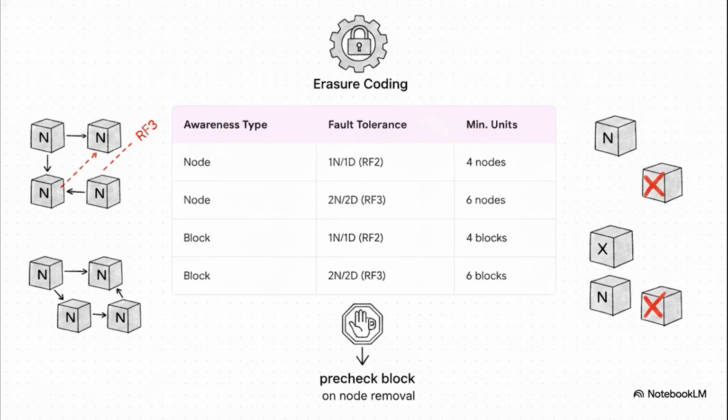Now here's where it gets really interesting. The math changes entirely the moment you introduce erasure coding into your cluster. If erasure coding is enabled on a storage container, your baseline minimums bump up. You must maintain at least 4 nodes, or 4 blocks if you're using block awareness, for an RF2 cluster. For an RF3 cluster with EC enabled, you need a minimum of 6 nodes or blocks. If a node removal would drop your cluster below these specific hardline minimums, the system's pre-checks that we talked about earlier will step right in and block the removal entirely.